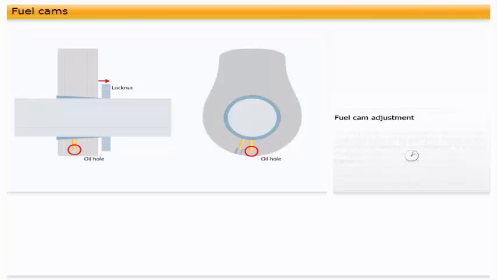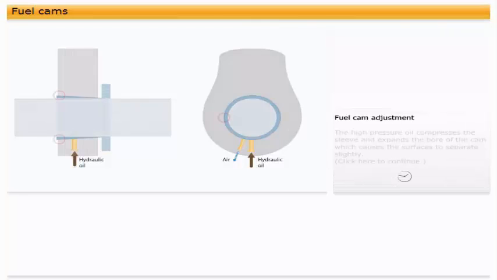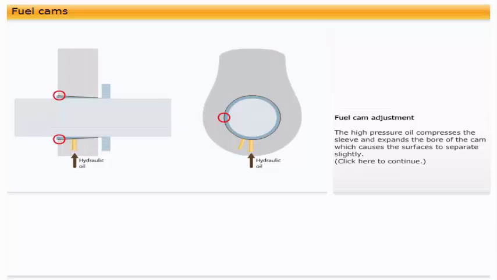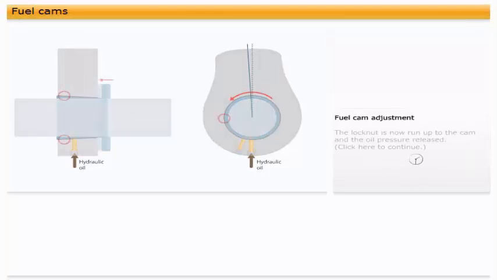An oil pump is connected to the oil hole, and hydraulic oil is pumped through the connection and enters between the cam body and the outer surface of the tapered sleeve. A vent is normally provided to clear the air from the oil hole. The high-pressure oil compresses the sleeve and expands the bore of the cam, which causes the surfaces to separate slightly. By applying a force through a suitable arrangement, the cam can now be moved circumferentially to a new position relative to the camshaft and sleeve.